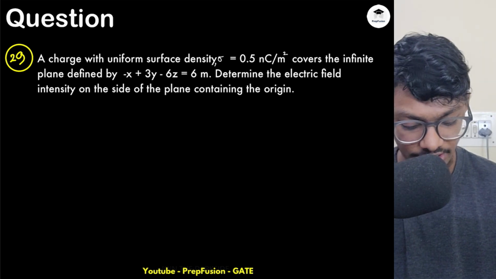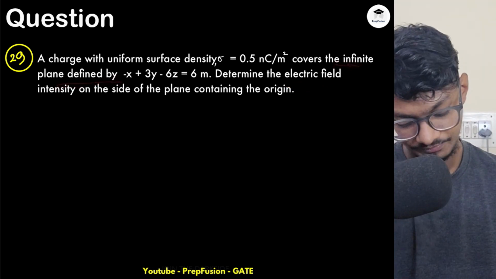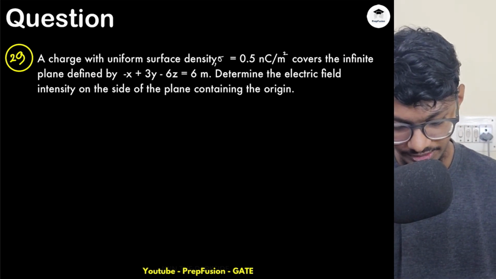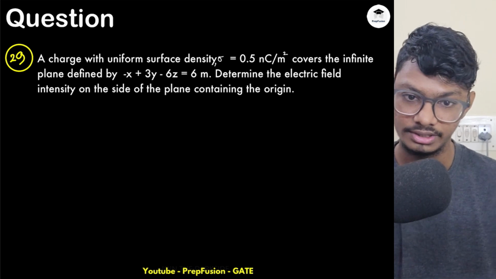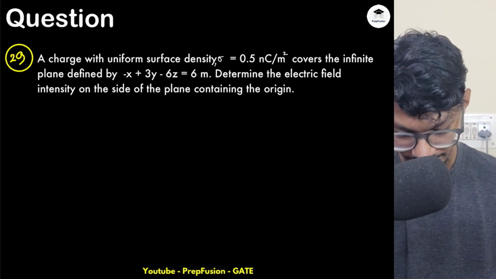First of all, I don't care where I am determining the electric field intensity, because this is an infinite plane. So for an infinite plane, the electric field will be constant. I don't care where I am measuring the electric field, it will always be constant, but just the direction I need to take care of.